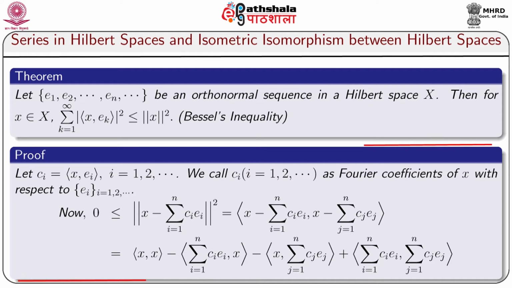Let c_i equal inner product x comma e_i where i equals 1, 2 and so on. We call c_i, where i equals 1, 2 and so on, the Fourier coefficients of x with respect to the orthonormal sequence of vectors e_i, where i equals 1, 2 and so on. Now, norm of x minus sigma i equal to 1 to n c_i e_i, squared, is always greater than or equal to 0.